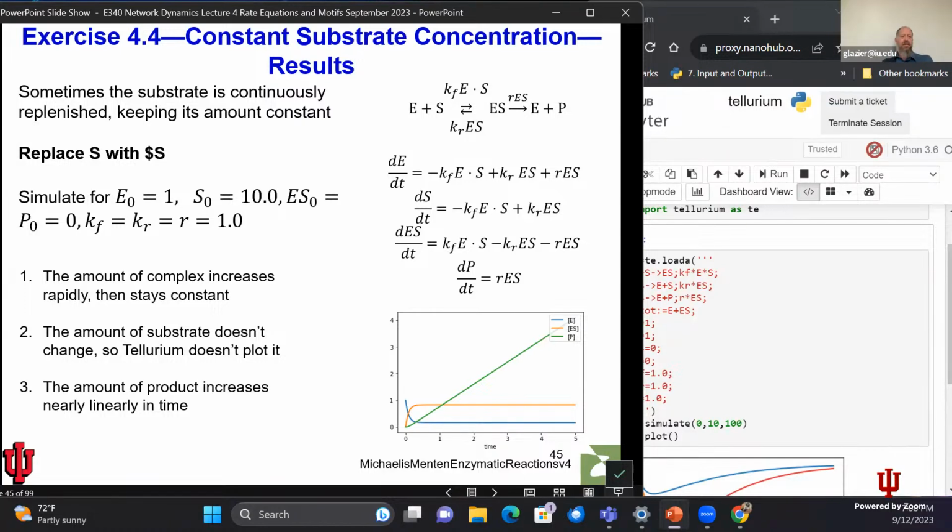Just the way when I tried to answer William's question about what's the total amount, sometimes Tellurium gets too smart for its own good. If something doesn't change in time, it says it's not a variable and then it doesn't plot it. Now if I tell it explicitly to plot this, this, and this, it knows the value. And so if I order it to plot it, it will plot a constant. But if I don't order it to plot it, it will say it's boring. It will hide it from you.